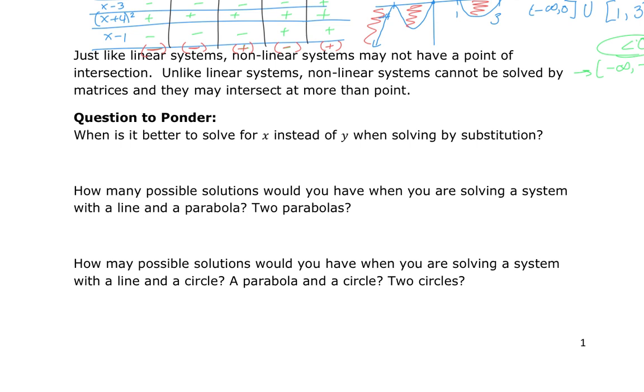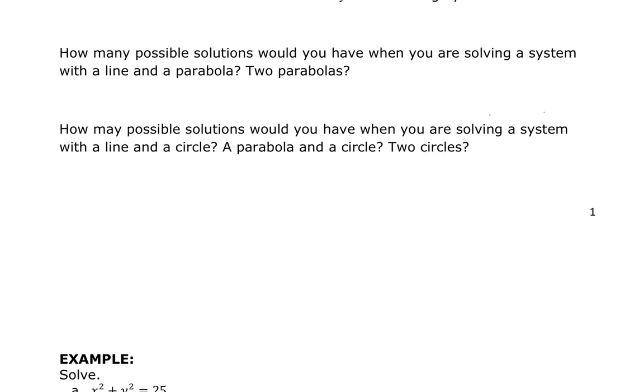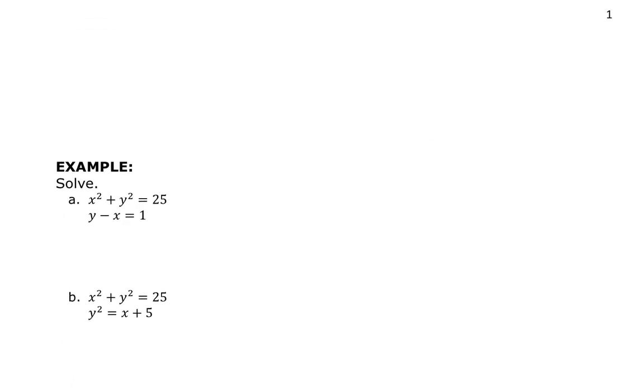If I had two parabolas, again, I could have two parabolas that are shaped like this, and they don't touch at all. I can have two parabolas that touch only once, and that's at the vertex. I can have two parabolas that are like this, and they can touch twice. So with parabolas, we have a lot of possible ways in which we can have solutions. It's not just a single point. The same thing when we have parabolas and circles or two circles.